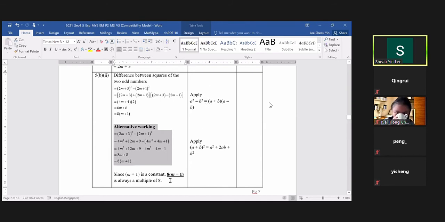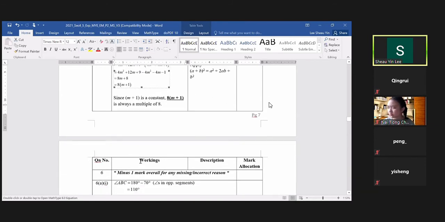Then after that, it's always a multiple of 8. Okay, done already. You go and do your algebra. Then after that, you open up the bracket, you should have 8n plus 8. So no matter what, it's always a multiple of 8. Okay, done already. Number 6.